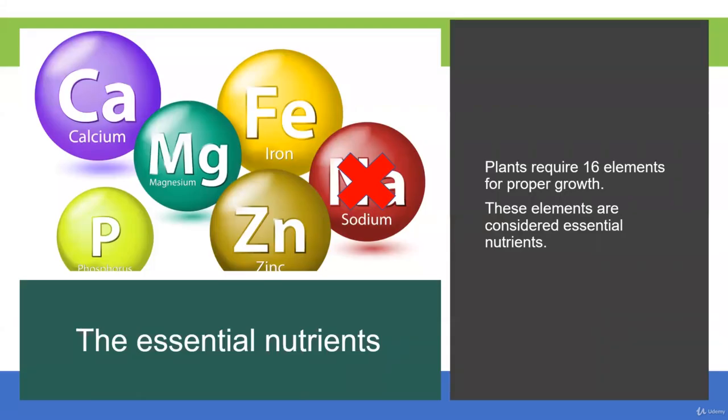Plants require 16 elements for proper growth to complete their life cycle. Now, these elements are considered essential nutrients. Plants can also absorb elements that are not considered essential nutrients. That means that they are not required for proper growth. And some of them might even be harmful, like sodium.